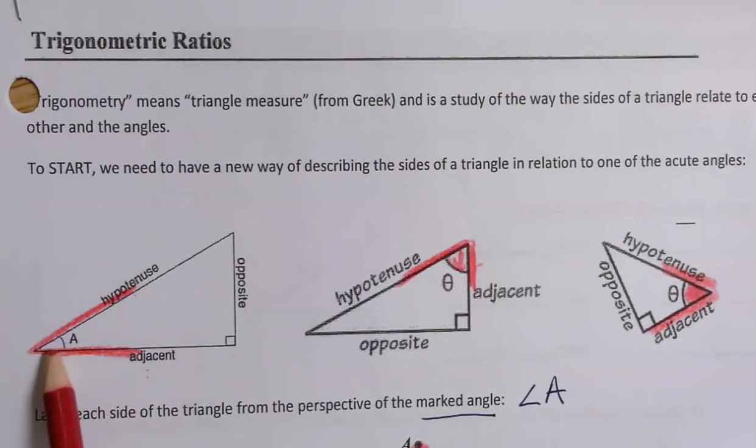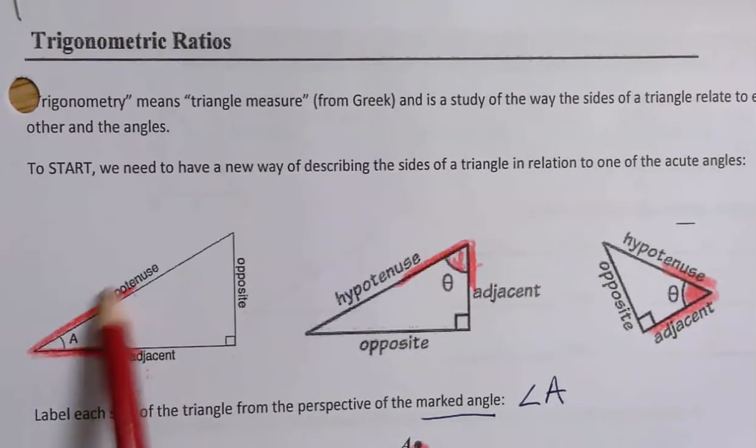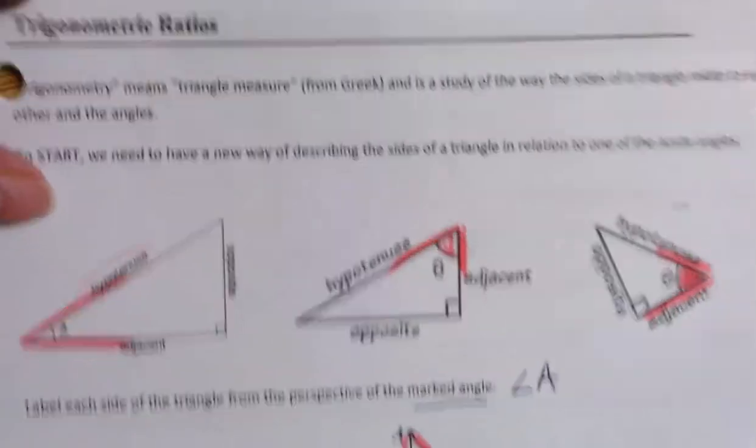So identify which angle we're working from, and that angle has two sides. One of them already is named the hypotenuse. The other one we'll call the adjacent, and the one across from that is the opposite.